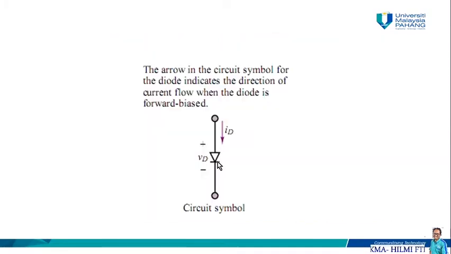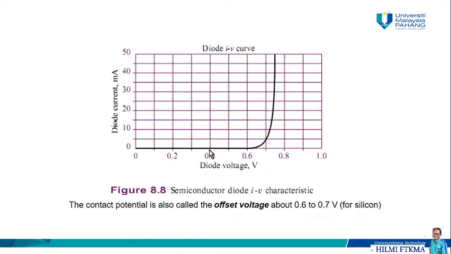So basically the negative part is the N and the positive part is the P. Then we have a figure, where this figure shows the IV, the current and voltage curve of a diode. If we look here, the current stays zero from voltage 0 until a certain point around 0.6 to 0.7, where it suddenly rises exponentially, and this is what we call the contact potential or the offset voltage. For this diode, we can say that the offset voltage is between 0.6 and 0.7.